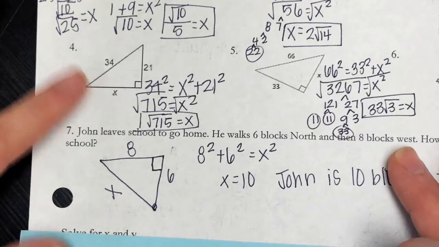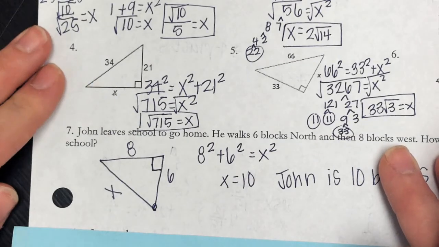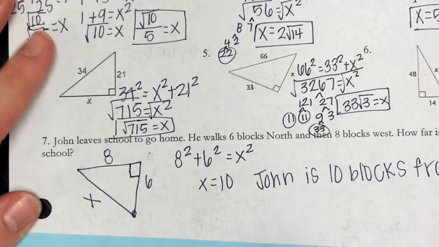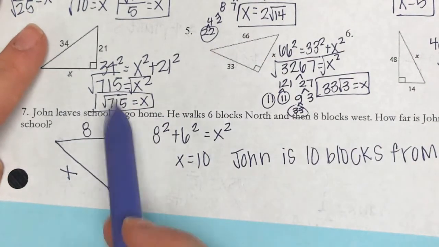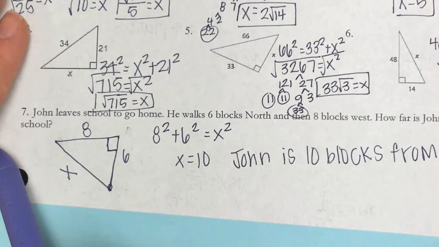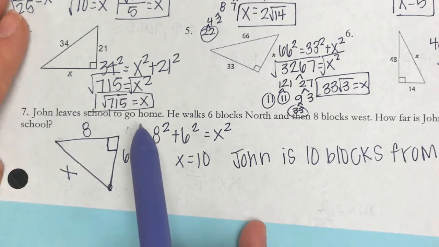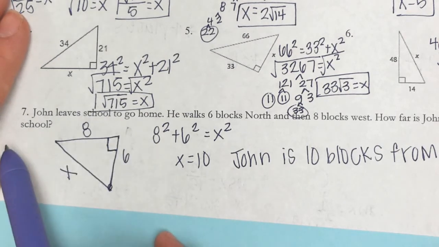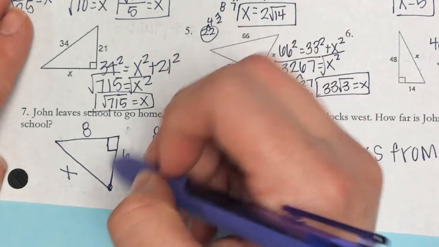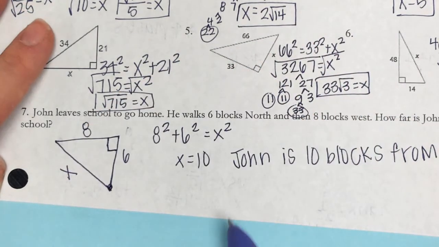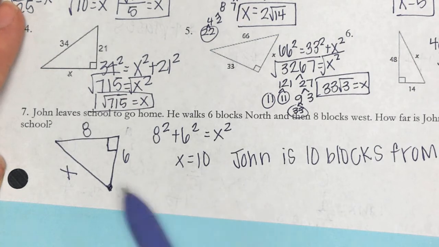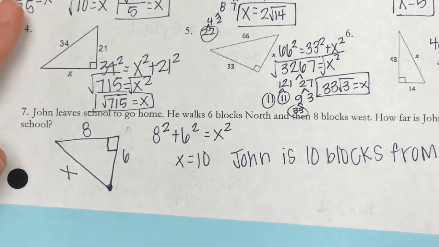Alright, on number 7, John leaves school to go home. So if he walks 6 blocks north, so just go straight up 6, and then 8 blocks west. So assuming he goes straight up 6, straight sideways 8, how far would it be if he walked straight from school to home? If you use Pythagorean theorem to find your hypotenuse, John would be 10 blocks away from school.